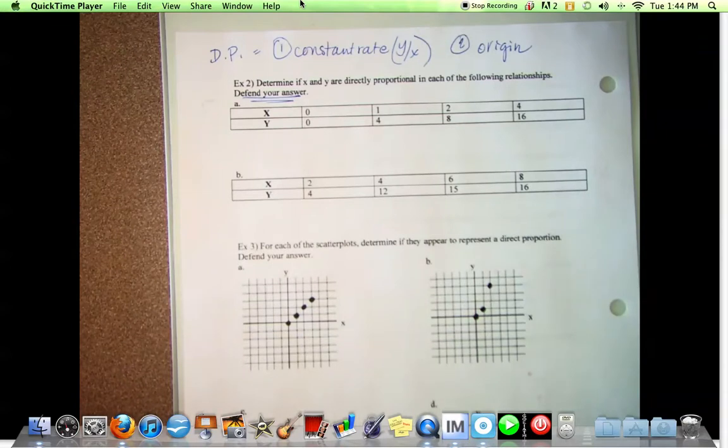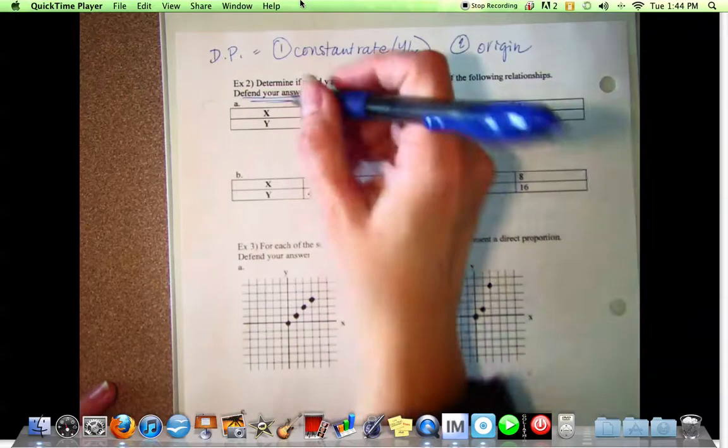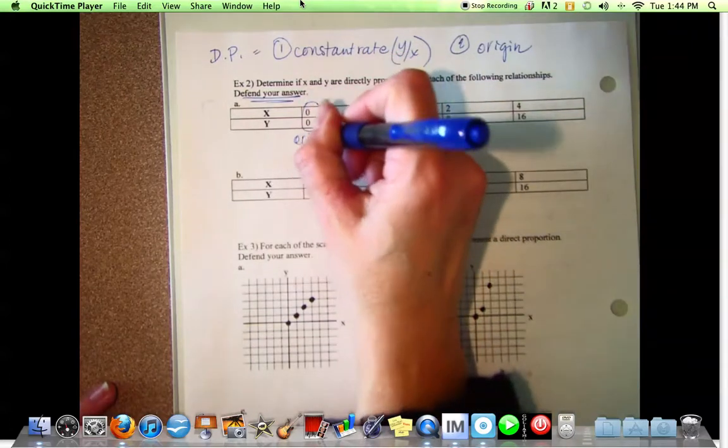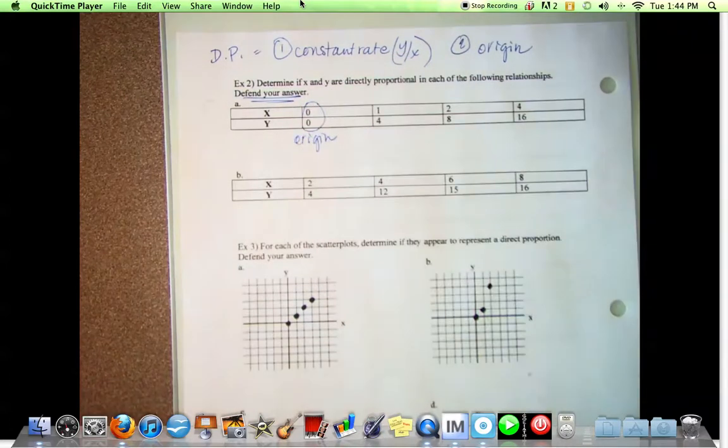So, A. Is it going through the origin? How do you know? Because it's 0, 0. There's a line going right through it. There's a line going right through it? I don't see that line. It's in my head. Okay.